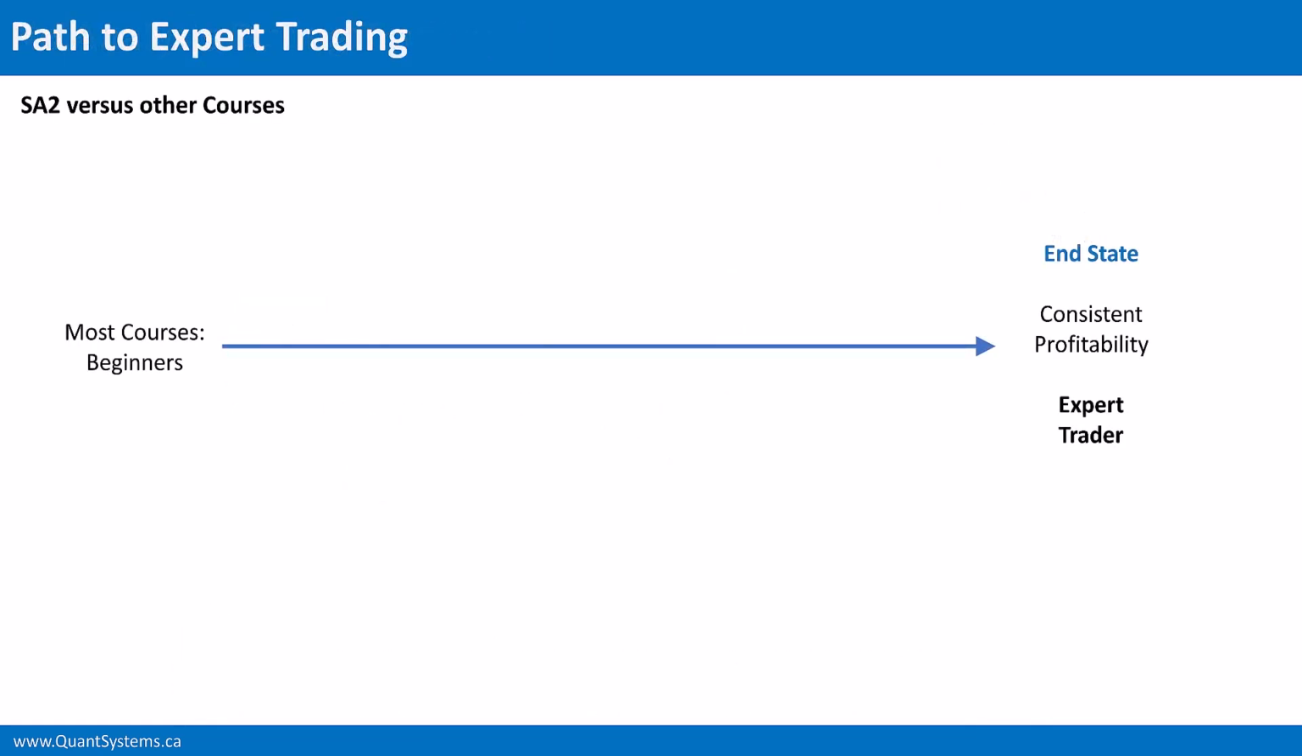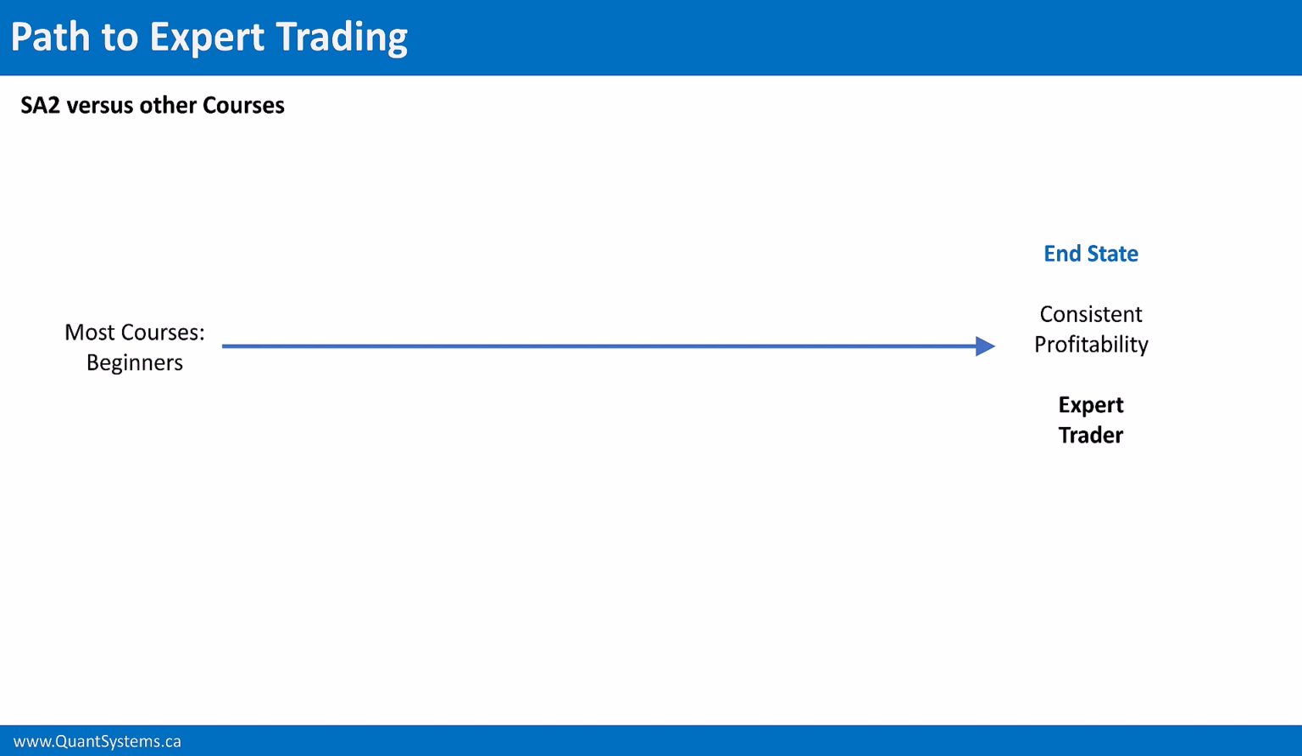If you compare Systems Academy to most other courses, you will see stark differences in our approach. And this is the second reason I developed Systems Academy. Now, most courses are for beginners. And the idea is we're going to take you from a beginner state and teach you this approach or this methodology, and you're going to be able to become consistently profitable. Well, sure, that's great, but consistent profitability is not a characteristic of a beginner or intermediate trader. Consistent profitability is a characteristic of an expert trader.